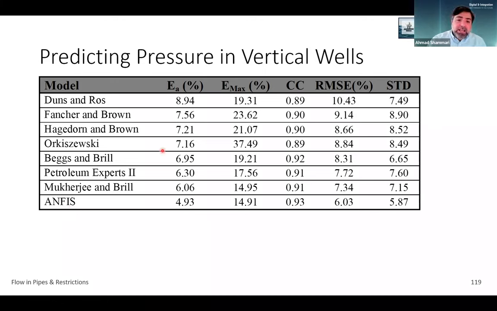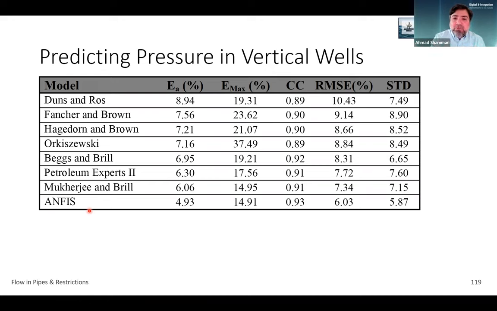And guess what? It actually beats all the correlations. This is the average error between the predicted value and the measured value. This is the maximum error. This is the correlation coefficient between the predicted value and the measured value. This is the root mean square error, and this is the standard deviation, okay? So what I'm trying to say here is that sometimes machine learning, data science, okay, can give you better or more accurate results. However, neural networks or machine learning is not really physics. It's just finding the relations between the data.